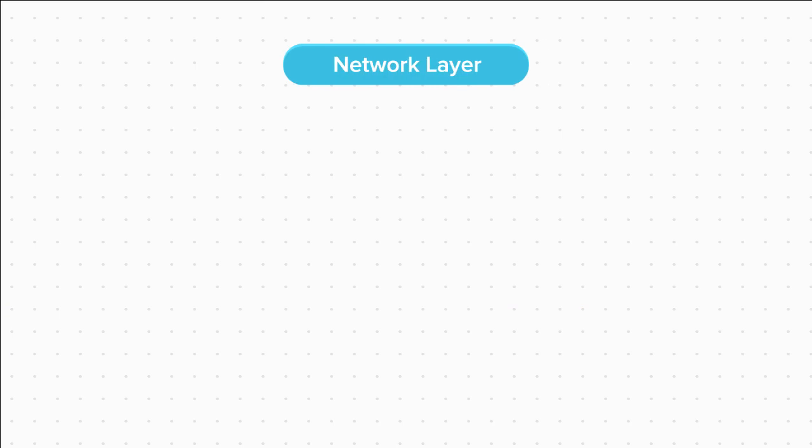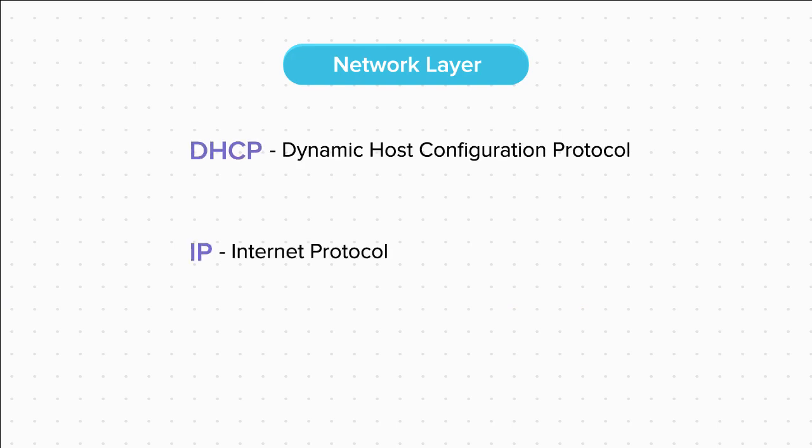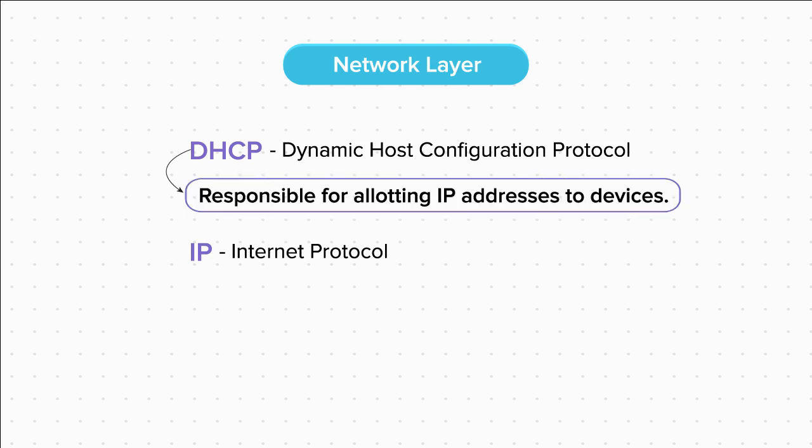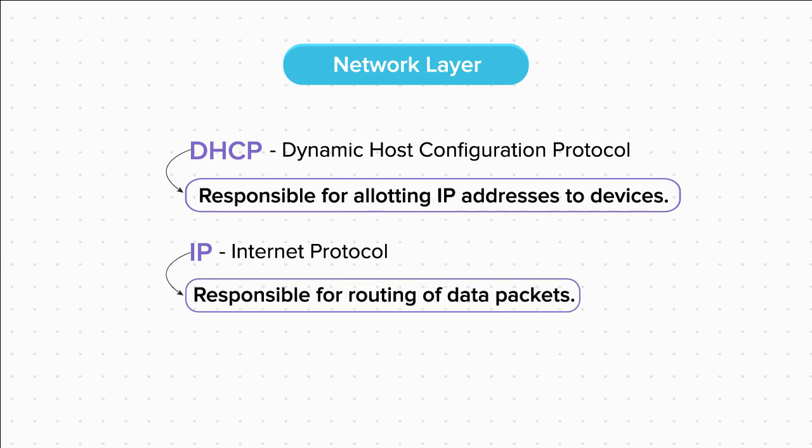Now, another layer in the model that is of importance to us is the network layer. The main protocols working at this layer are the IP protocol and the DHCP protocol. The DHCP protocol is responsible for allotting IP addresses to devices. However, the IP, which is the Internet Protocol, is responsible for routing of packets. This means that it provides direction to the data packet and tells it how to reach the destination. So that was all about the protocols at these two layers.